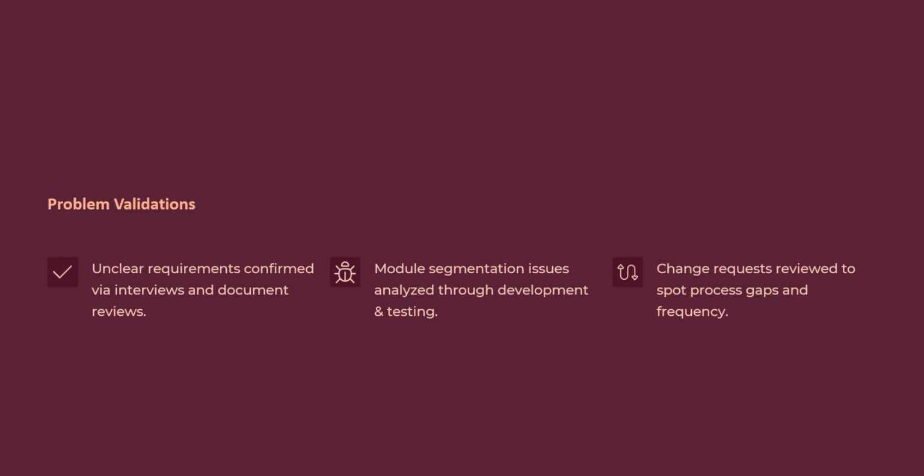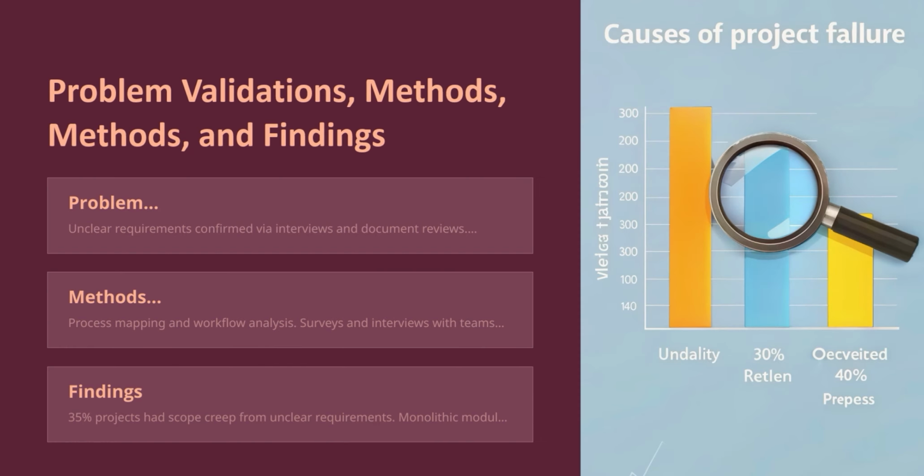Other issues like rapidly changing technology or testing inefficiencies were not considered critical by the project manager, as the company already had solutions for those. So, to confirm these problems were real and worth solving, we used interviews, process observations, benchmarking, and root cause analysis. For example, we found that scope creep affected about 35% of the projects, and poor module structuring increased bugs and delays. This validation step was important to ensure we were solving real issues, not just making assumptions.